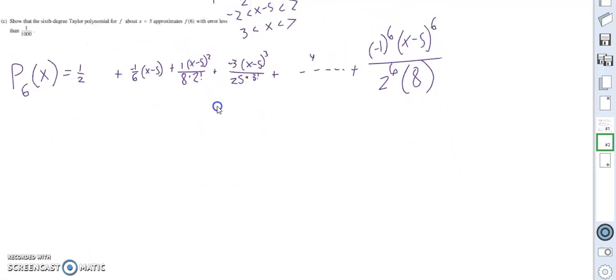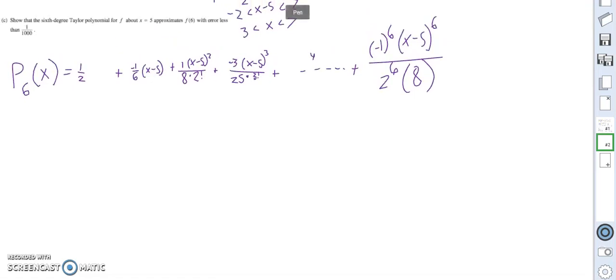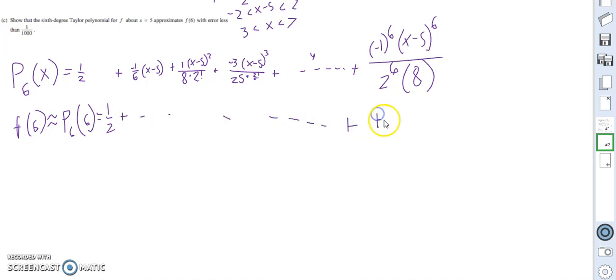But what this question is saying is that I use this polynomial to approximate f of 6. I say f of 6 is approximately what I get if I plug in 6 into this polynomial. That also happens to be of degree 6. So it's going to be 1/2 plus something plus something plus something, all the way down to plugging 6 into this term, not e to the 6, plugging 6 into this term. And that's going to give me some approximation of f of 6. A good approximation. 6th degree should be pretty good.